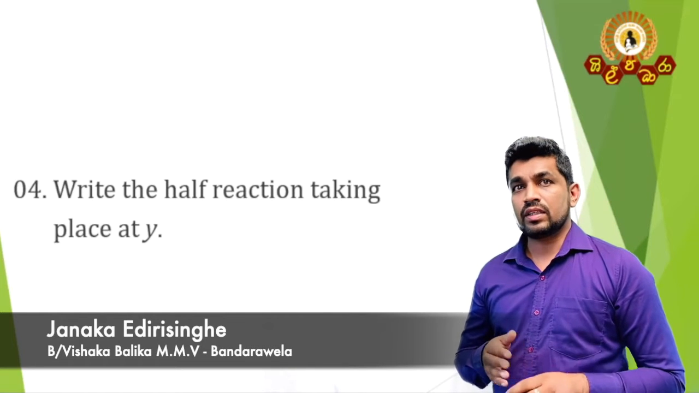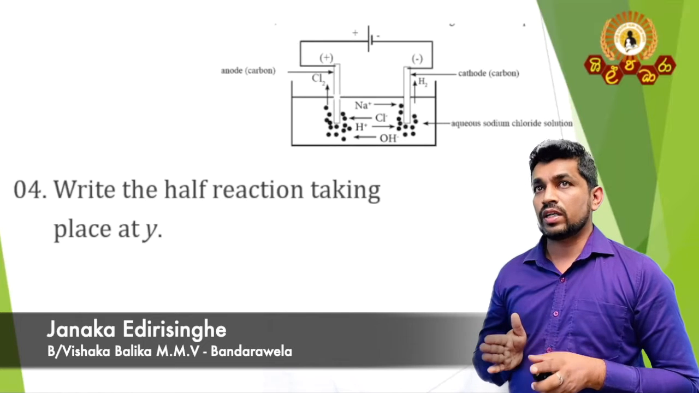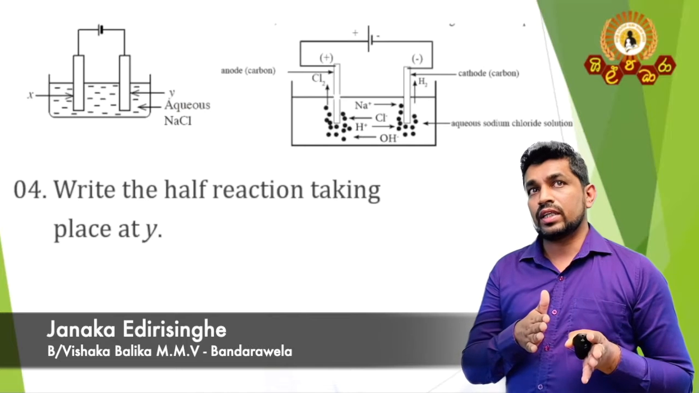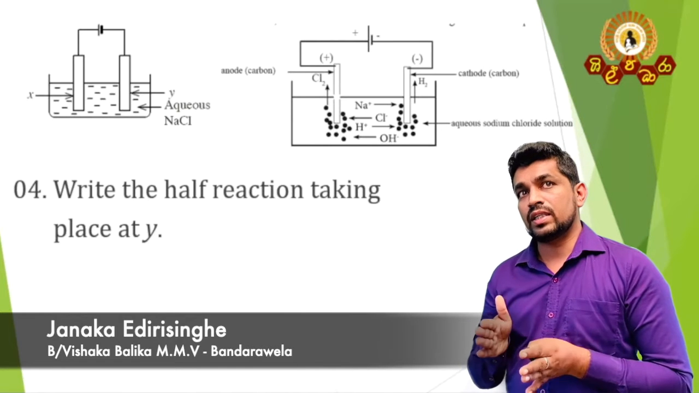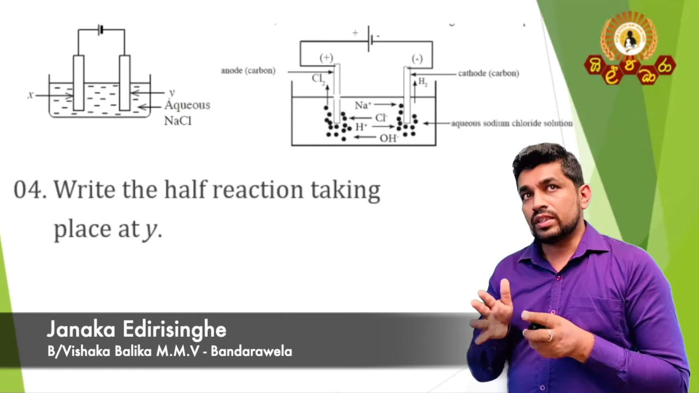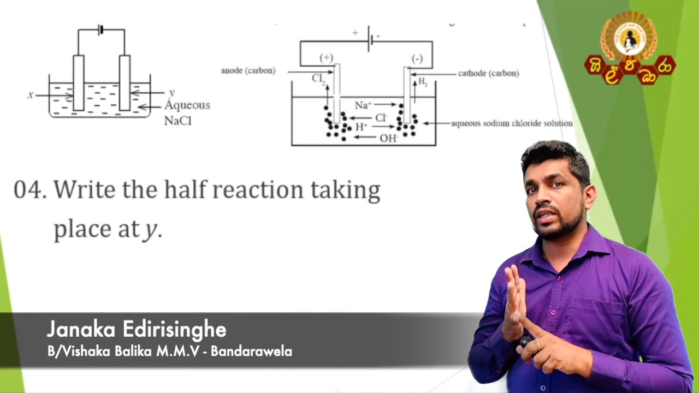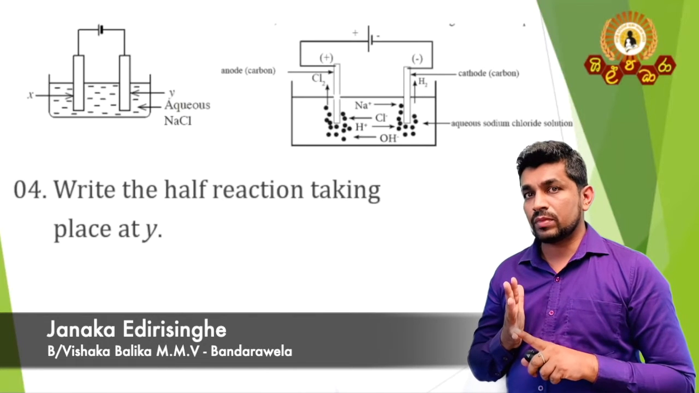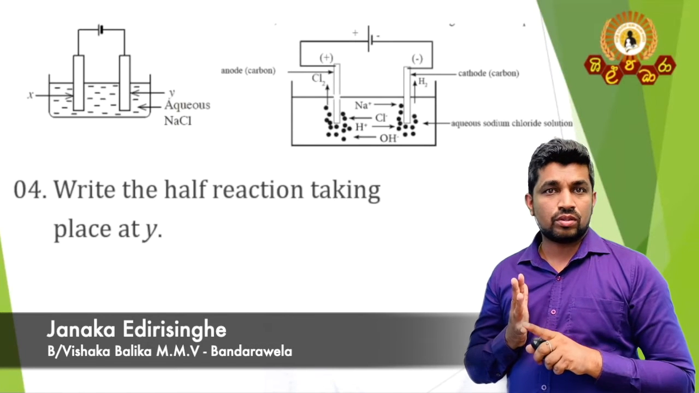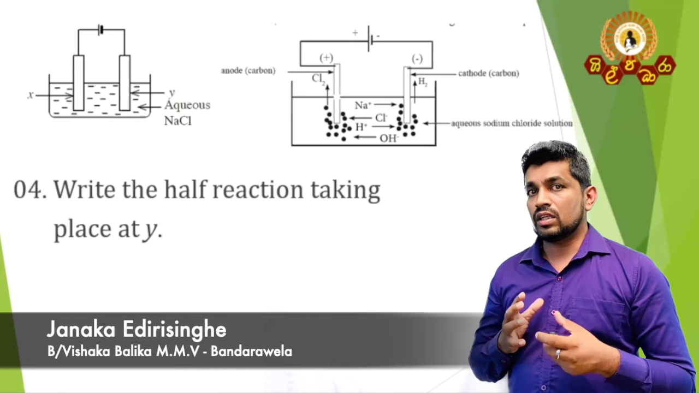Next, write the half reaction taking place at Y. Here you can see the negative electrode is labeled as Y. The negative electrode receives positive ions. There are 2 positive ions, as I told you, the sodium ion as well as the hydrogen ion. Now which one gets reduced here? The less reactive one.